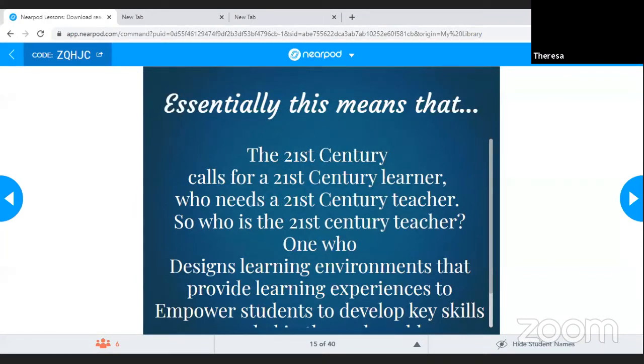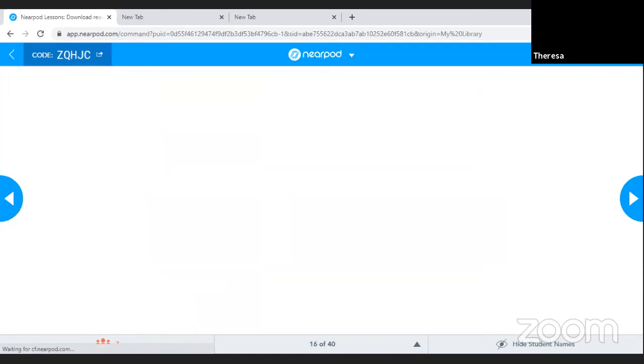So we are in the 21st century. The 21st century calls for a 21st century learner. Now, the 21st century learner needs a 21st century teacher. So what does a 21st century teacher look like? It's not much different to what we've done in the past. The only difference comes in we now will be creating learning environments, and these learning environments need to provide learning experiences. And these learning experiences have to empower our students and develop key skills. So that is why we're doing all of this.